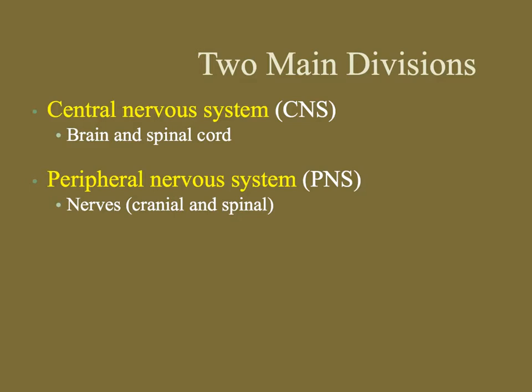We can start off by dividing the nervous system into two divisions. There is the central nervous system, which is composed of the brain and the spinal cord, and that's more centrally located on your body. This is often abbreviated just CNS to avoid having to write out central nervous system so many times. And then there is the peripheral nervous system, which involves the nerves, the cranial and spinal nerves that go to the rest of the body. It also has the abbreviation PNS.